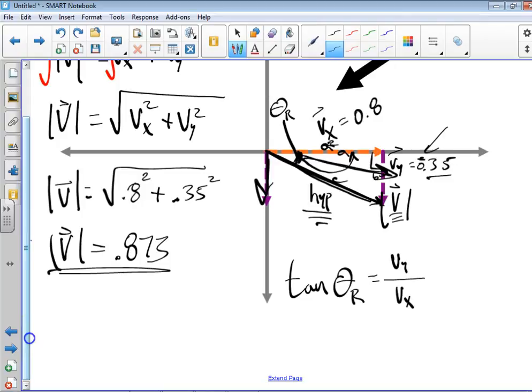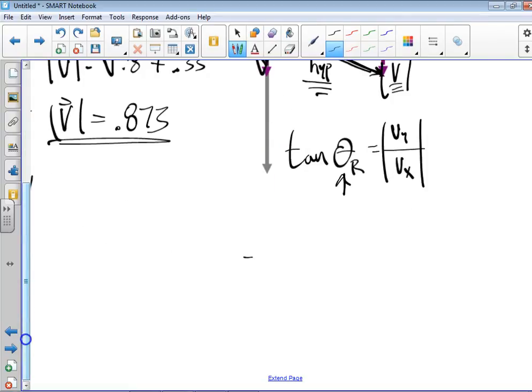Once again, I'm going to ignore the negatives. Just use the positive values. We'll let the picture tell us what to do in a moment. So I'm going to solve this for theta. But how the heck do you do that? Well, here's what you do.